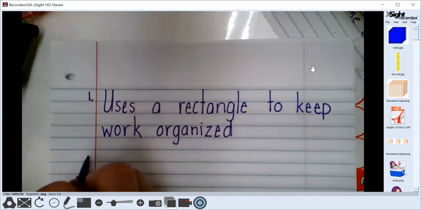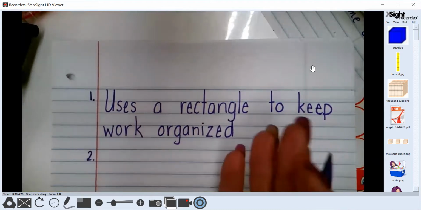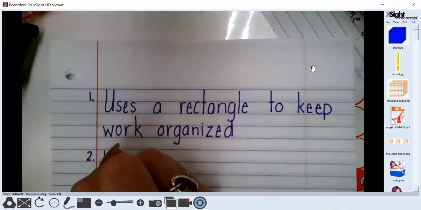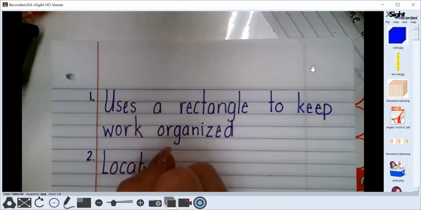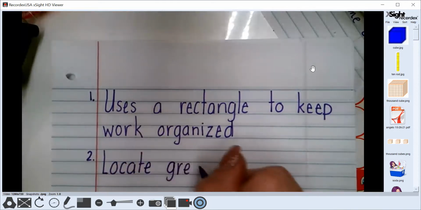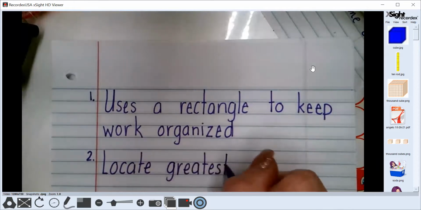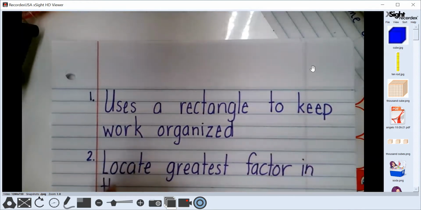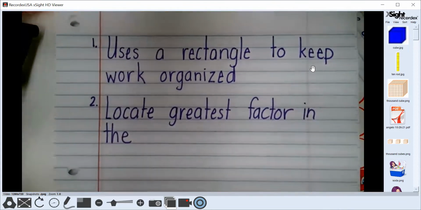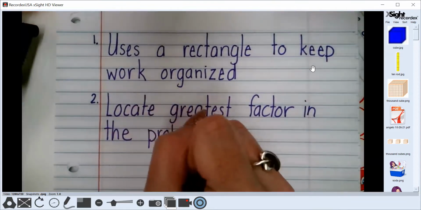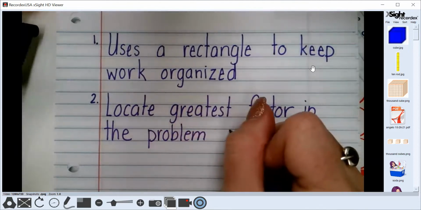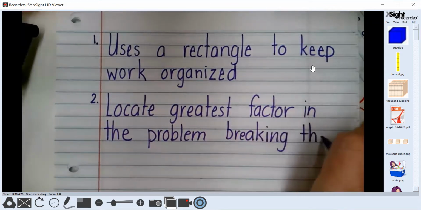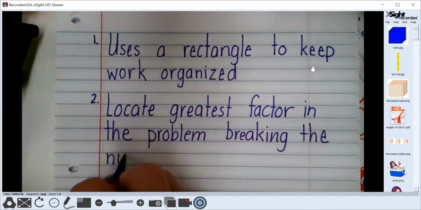The second step is to find or to locate the greatest factor within the problem, and then break it into expanded form. Breaking the number into expanded form.